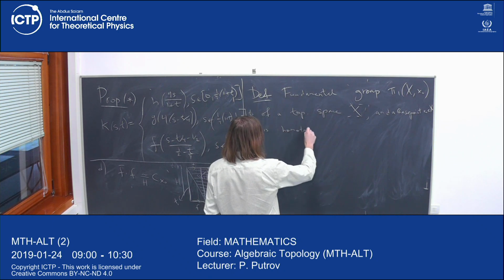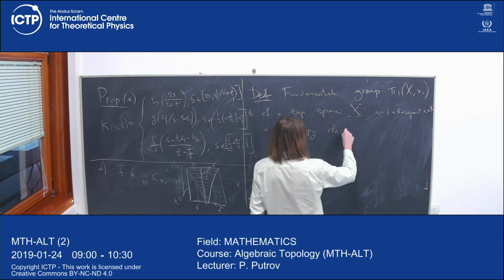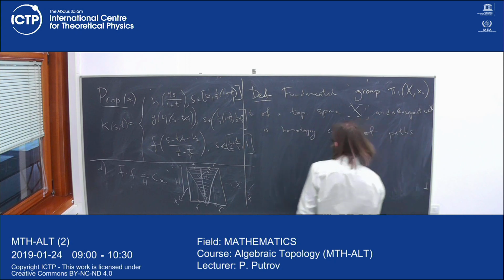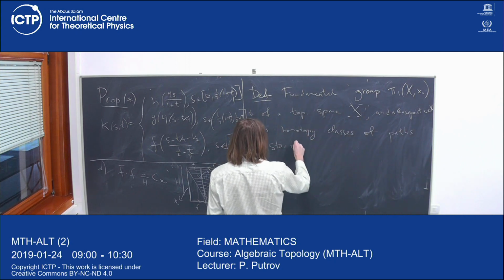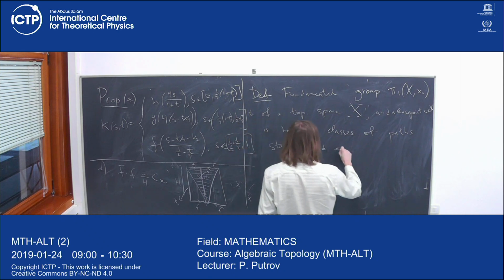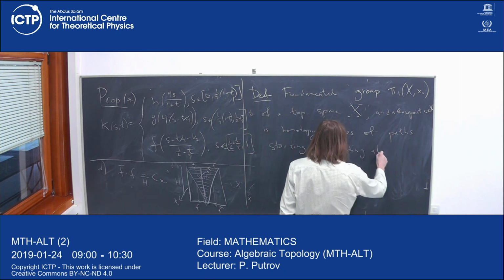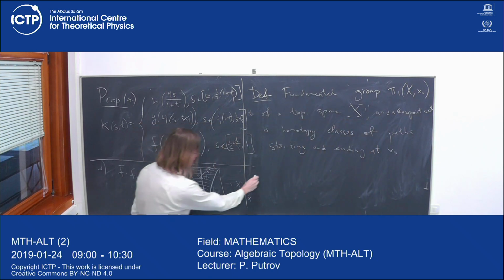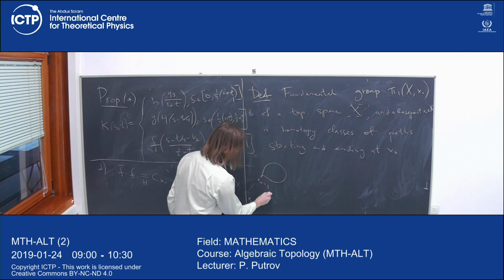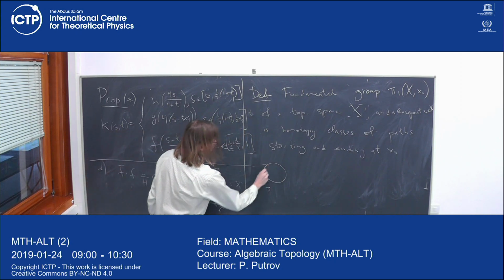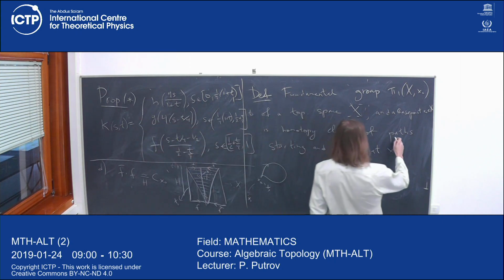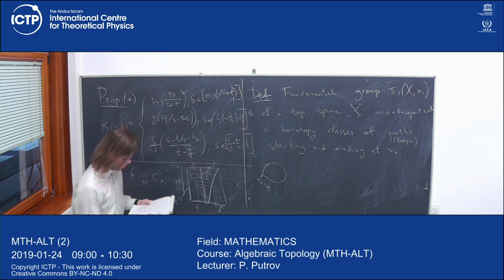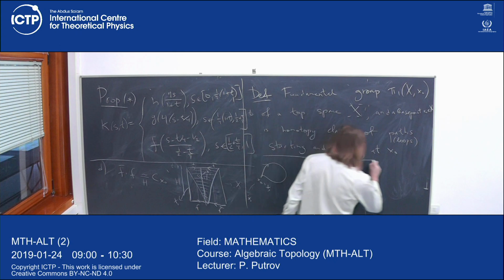Homotopy classes of paths starting and ending at x0. So in this case, if a path starts and ends at the same point, then it's natural to call it a loop. So this is the definition.